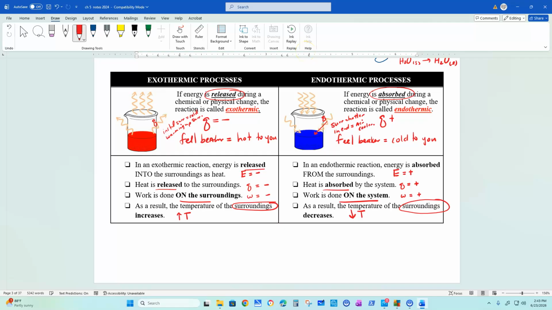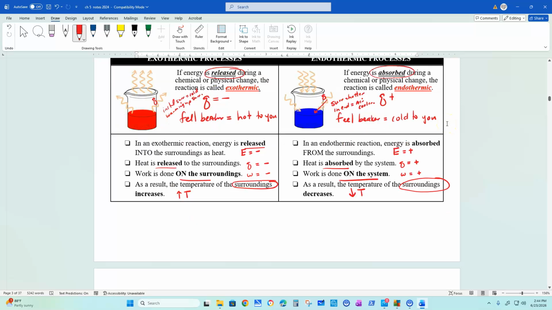Okay? So you're going to notice this because when we do these labs with salt, I'm going to ask you to, hey, put your hand, what do you feel? Use the back of your hand to touch. Is it hot or is it cold? Okay? So with this chapter and the chapters coming up, energy is the star of the show. So we got to make sure we pay attention to what's happening to Q, W, and temperature.